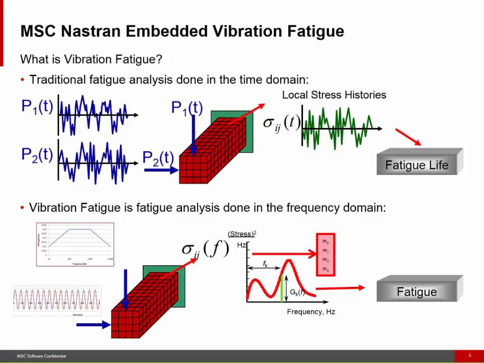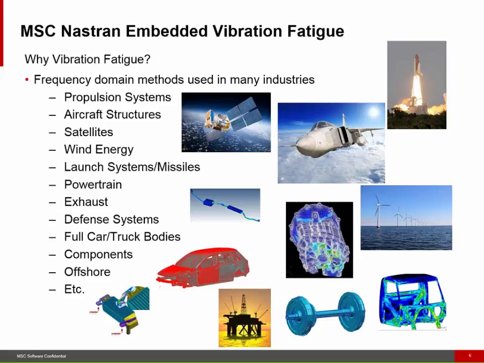And why would you want to do that? Frequency domain methods are perhaps more widely used than time domain, at least in many industries. For example, for aircraft structures, satellites, wind energy, and particularly powertrain exhaust systems, where you have by nature a harmonic loading onto your structure, since you have a rotating system. It tends to be harmonic. It can also be components attached to vibrating structures, rotating structures, and offshore, for example.